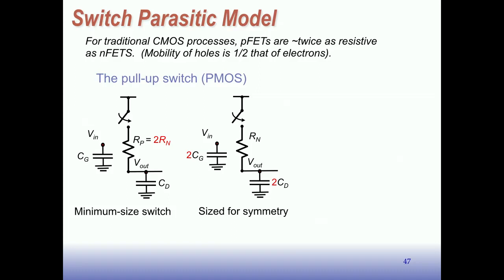Right. So a pull-up arrangement that's sized for symmetry, meaning same pull-up delay as pull-down delay, is going to be twice as wide. So it'll have 2 times CG input capacitance. The R will be the same as the pull-down R. That's what it means to be balanced, as the same pull-up R as pull-down R. Right? But then, since the transistor is twice as wide, it's going to have twice the drain capacitance.